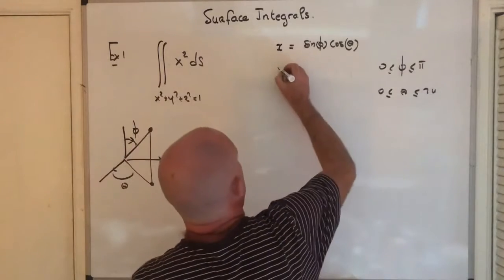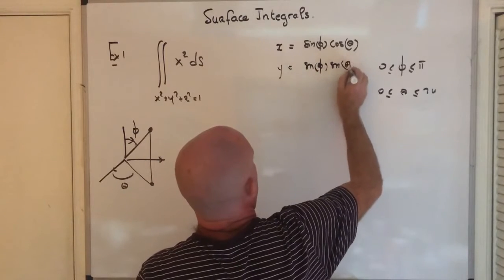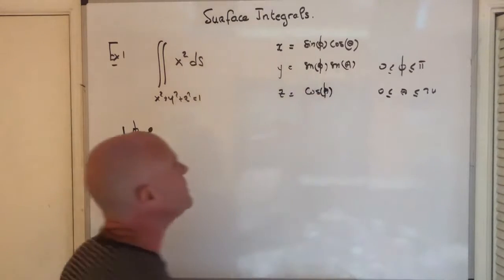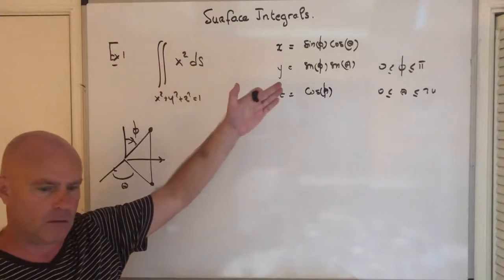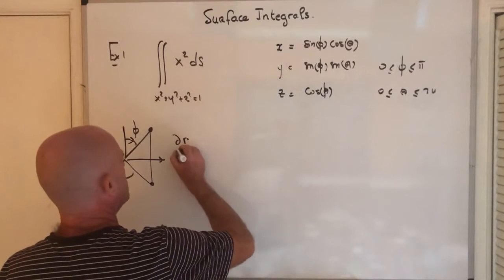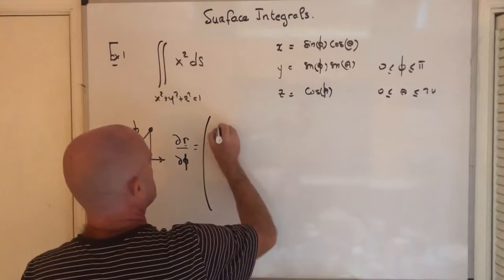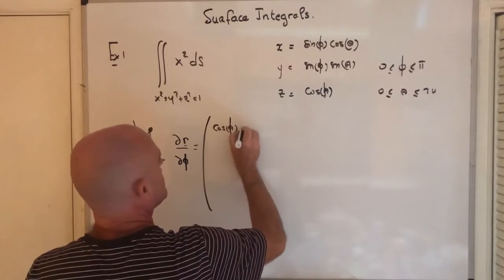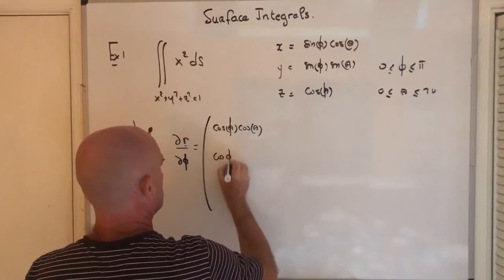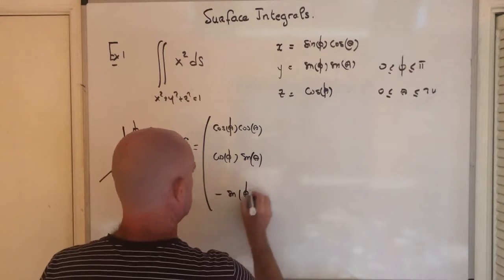Now y is equal to sine phi again, but sine theta this time, and then z is going to be cosine phi. All right. So this being said, I need to differentiate the position point with respect to phi, and then with respect to theta. What do we do? dr over d phi equals cosine phi cosine theta, cosine phi sine theta, and minus sine phi. That's easy for this part.